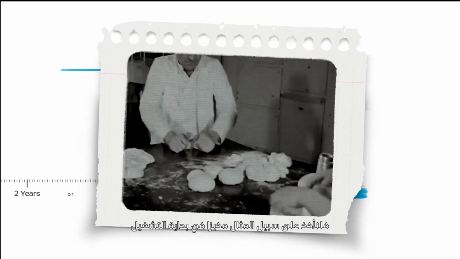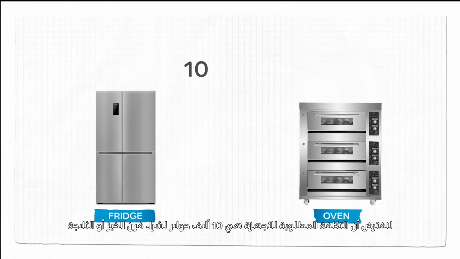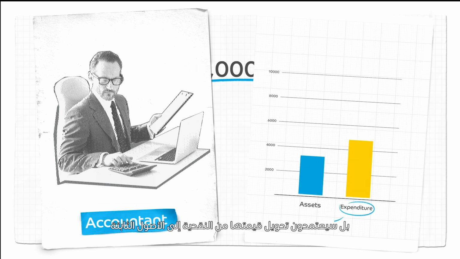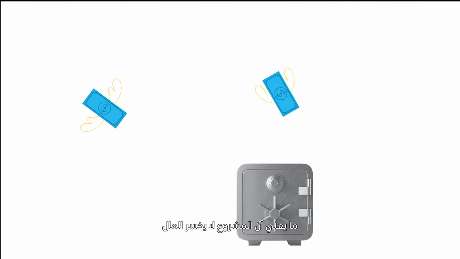Take the example of a startup bakery. Let's say it costs $10,000 for the appliances needed, such as a baking oven or a fridge. Your accountants will not deduct them in full as the expenditure occurs. Instead, they will recognize their value from cash to fixed assets, which means as a business, you're not losing money. Well, at least, not yet.